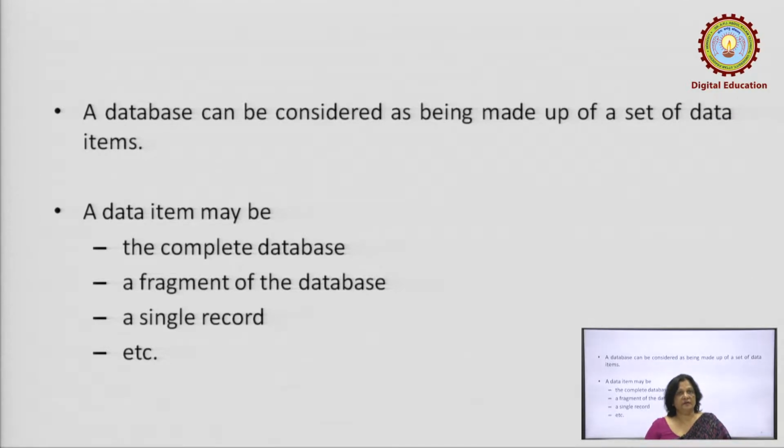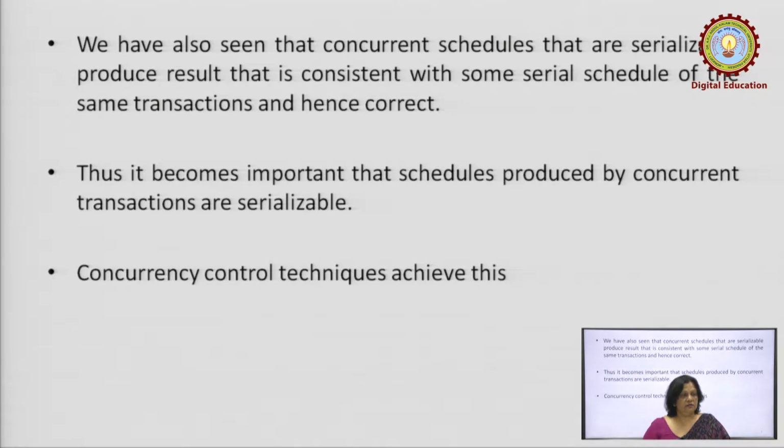A database may be considered as being made up of a set of data items. A data item may be the complete database, it may be a fragment of the database, it may be a single record, and so on. We have also seen in the previous lectures that concurrent schedules that are serializable produce results which are consistent with some serial schedule of the same set of transactions and are considered correct schedules. Thus, it becomes important that the schedules produced by concurrent transactions are serializable. The concurrency control techniques that we will discuss will try to achieve this.